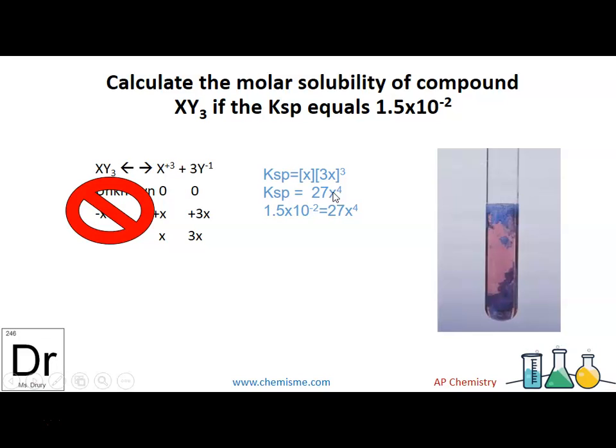So you see how this one's a little bit different? It didn't give me the molar solubility. It wants the molar solubility. It gave me the Ksp. So remember, if it's molarity that they're giving you, that goes in the bracket. If it doesn't have a unit, that goes in the Ksp.